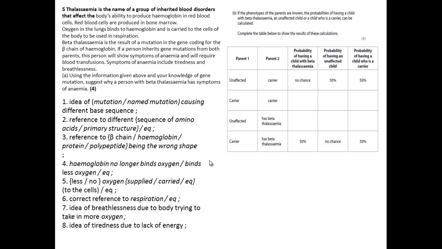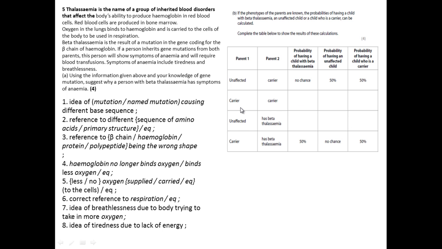respiration. So part B. If the phenotypes of the parents are known, the probabilities of having a child with beta thalassemia, an unaffected child, or a child who is a carrier can be calculated. Complete the table below to show the results of these calculations. And so these are the gaps you have to fill in.